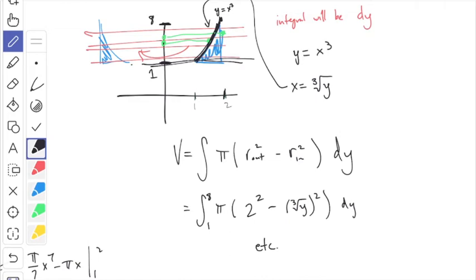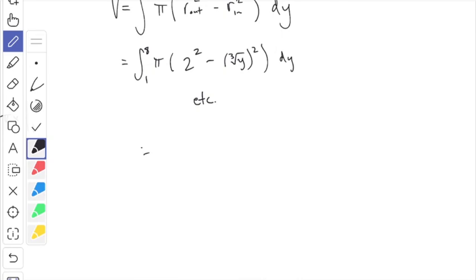Yeah, you make that y to the 2/3. So this is integral 1 to 8. Let's put the pi outside. And then it's 4 minus y to the 2/3. Oh, we might as well just do it. Can't resist. So the antiderivative now will be 4y minus, you add 1 in the exponent, 2/3 plus 1 is 5/3. That's the hardest part.